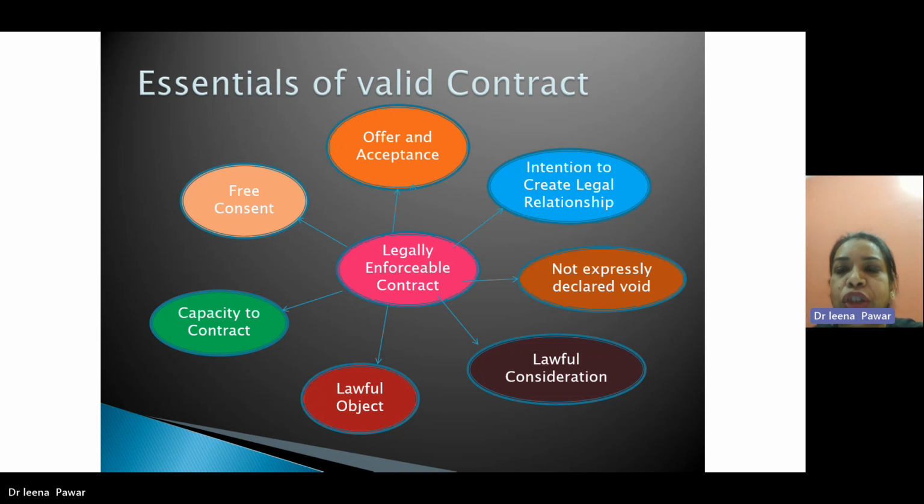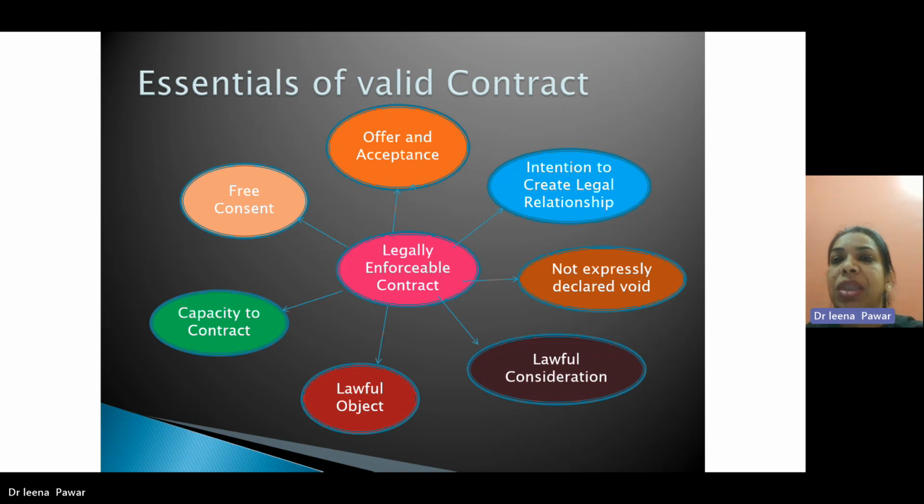Next is that there should be free consent. What is free consent? For a valid contract, there should be consent between the parties. As per section 13 of the Indian Contract Act, two or more parties are said to consent when they agree upon the same thing in the same sense and at the same time.